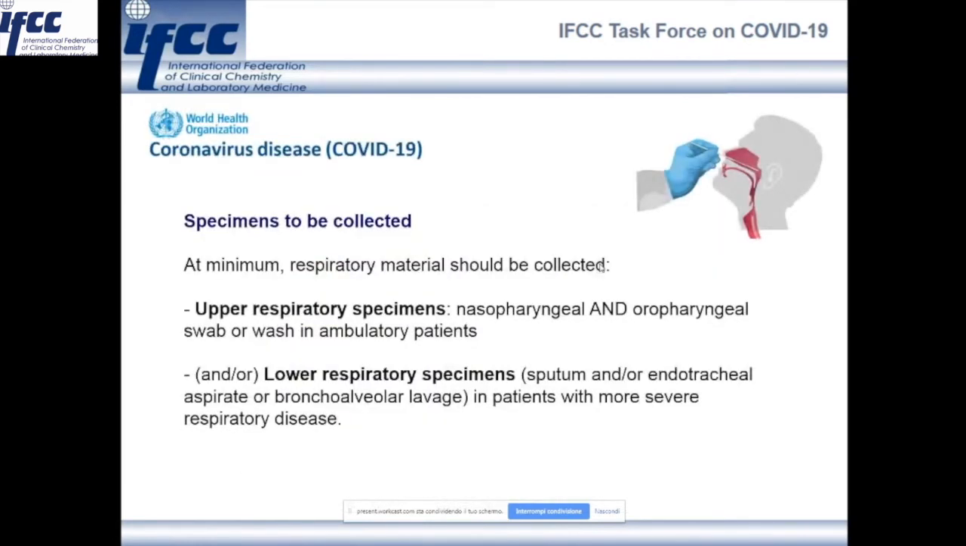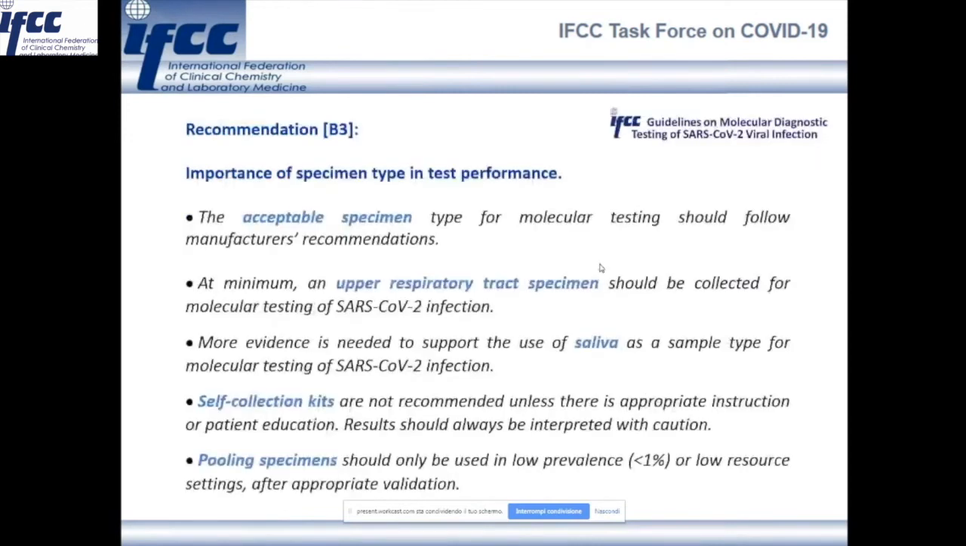As concerns the reference specimens to be collected, these are respiratory materials and include either upper respiratory tract specimens, represented by nasopharyngeal and oropharyngeal swabs, or lower respiratory specimens, represented by sputum and or endotracheal aspirate or bronchoalveolar lavage, especially in patients with severe respiratory disease.